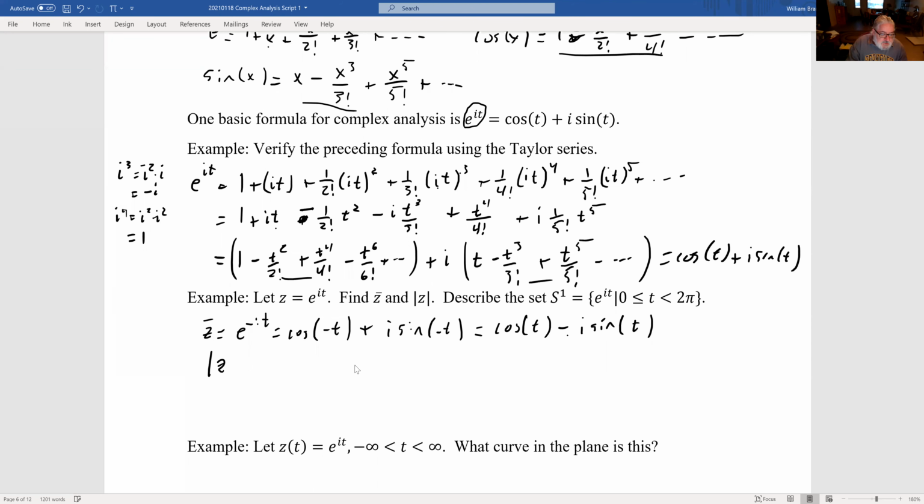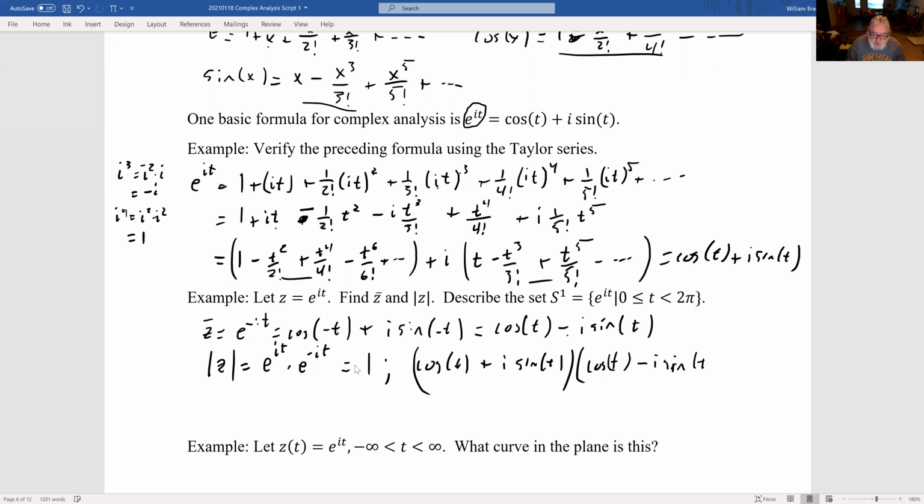So what's the modulus of z? Well, that's e to the it times the conjugate of e to the it, and that's just 1. You can also do that as cosine t plus i sine of t times cosine t minus i sine t. And as we've seen before, if you multiply together two conjugates, the inner and the outer cancel out. So the first is cosine squared t. The last is minus i squared sine squared t. But that's just sine squared t. And that should be equal to 1.